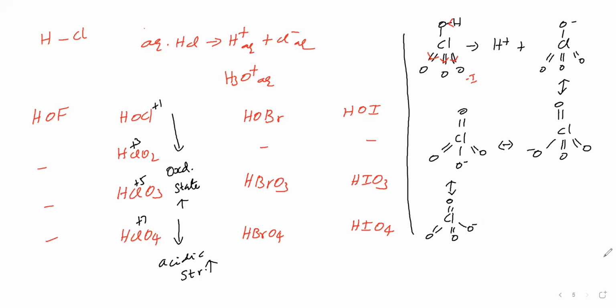Now we will take chloric acid, HClO3. Now it is giving H plus. Then what is obtained? Chlorate. This chloric acid gives H plus and we are getting chlorate anion.